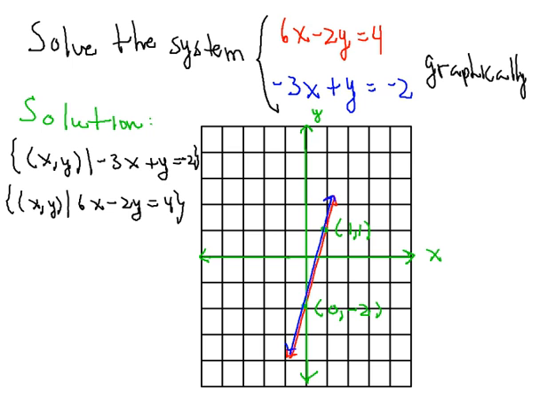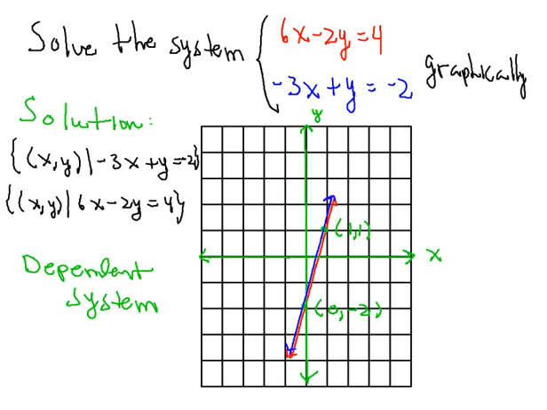Now I'll give you another heads up here that the special name we give to this kind of a system is that we refer to it as a dependent system. And in this kind of system, the two lines will be the same.